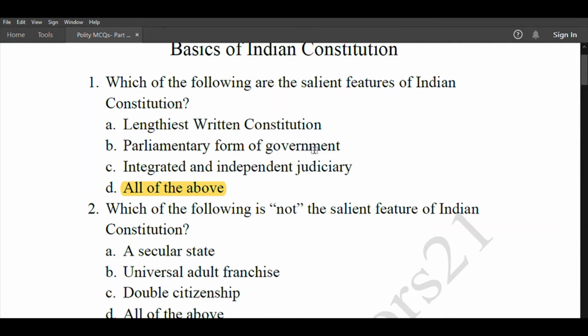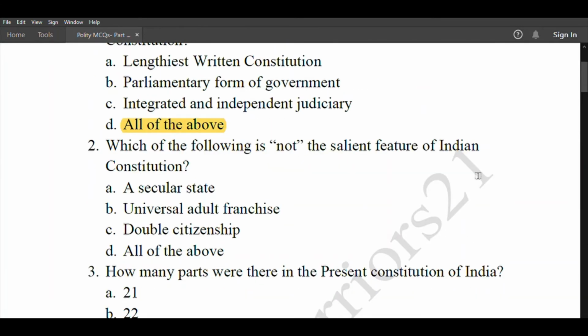And come to the next question. Here you must be careful because not is given, so you must find which is not the salient feature of Indian Constitution. Here the options are A. Secular state, B. Universal adult franchise, C. Double citizenship, and D. All of the above. Here the answer is double citizenship, because in India we have only single citizenship. Double citizenship is usually present in countries like the USA.